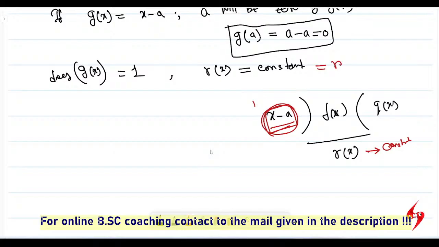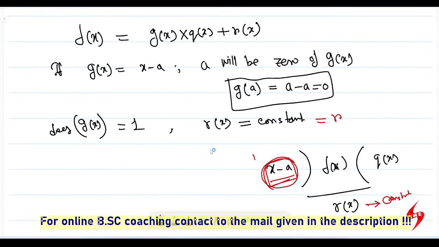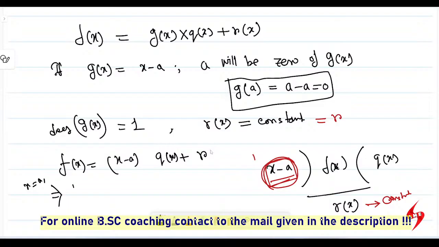So from this equation we can say that f of x equals x minus a into q of x plus r. Next, putting the value x equals a, f of a should be a minus a, that will be 0 of course, plus r, and r will be f of a.